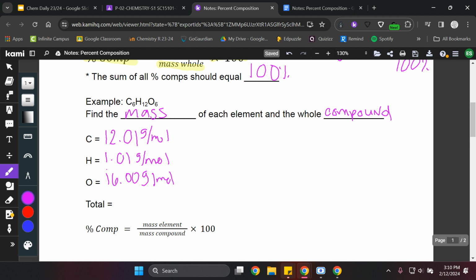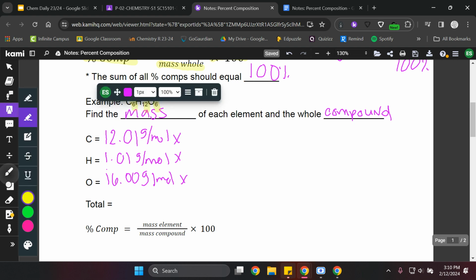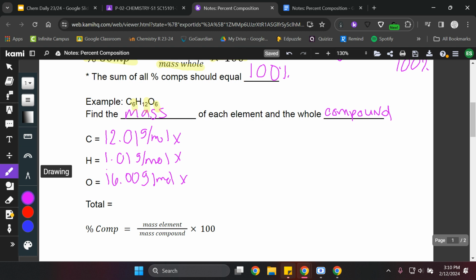However, that is only the molar mass for each piece individually. It does not include all of the carbons or all of the hydrogens or all of the oxygens in the compound. So in order to get that, we have to multiply by the number in the compound. That's where those subscripts come in. We're going to use those subscripts to determine how many of each element are in the compound. So for carbon, 12.01, we're going to multiply it by 6 because there are 6 carbons in the compound. And that gives us a new total of 72.06.